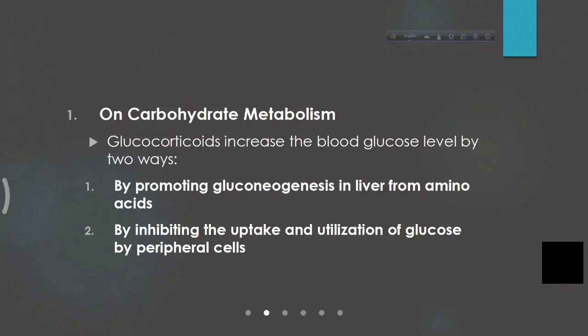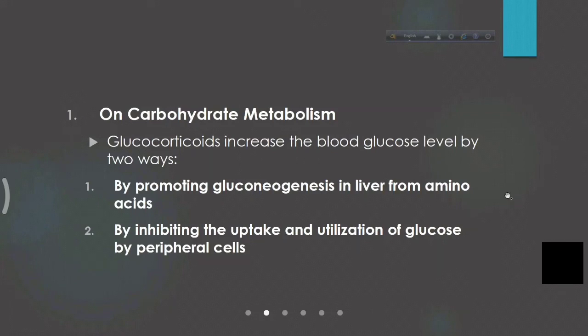Cortisol increases the blood glucose level in two major ways. Number one, by promoting gluconeogenesis in the liver. And number two, by inhibiting uptake and utilization of glucose by the peripheral tissues. Gluconeogenesis, we know, is the formation of glucose from non-carbohydrate sources, mostly from amino acids.